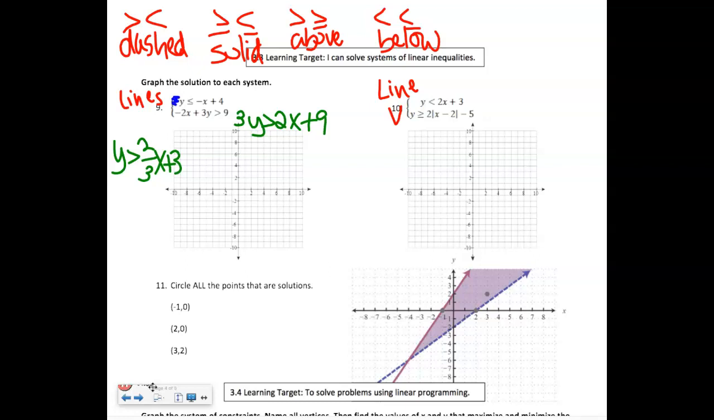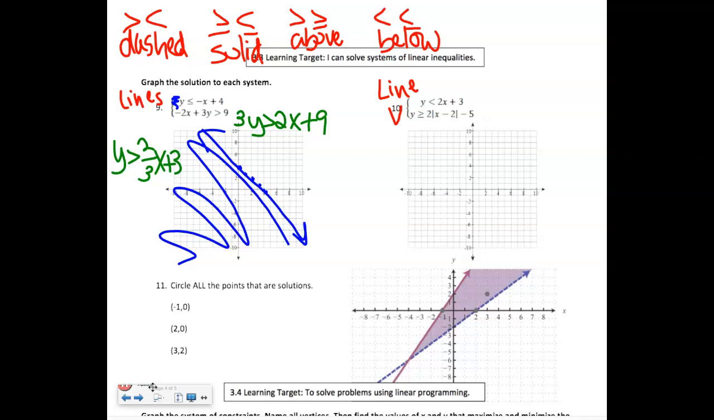All right, I'm going to use blue for this one. This one is telling us we're going to start at 4, and then we're going to go down one, right one, down one, right one, and so on. Our symbol there is telling us we have a solid line, and it's telling us to shade below.